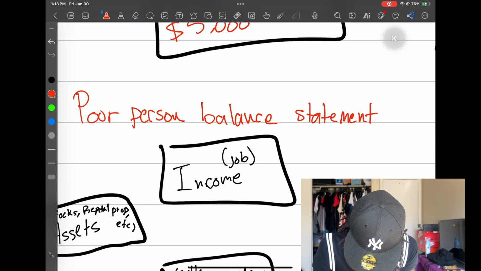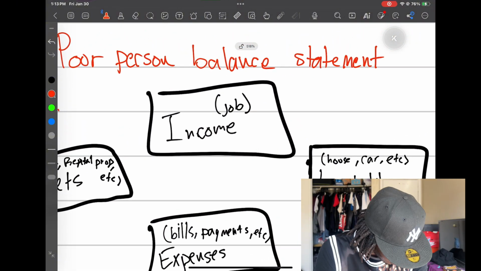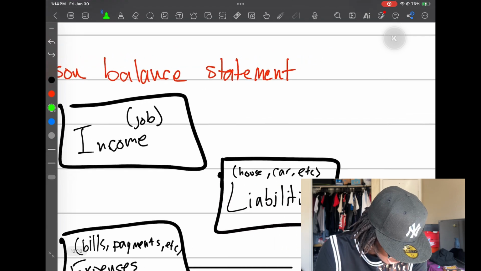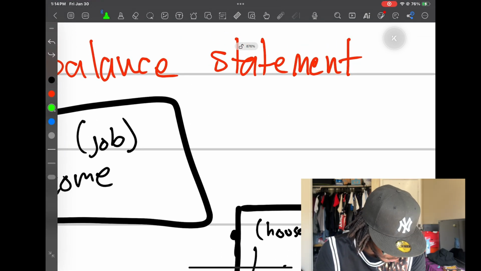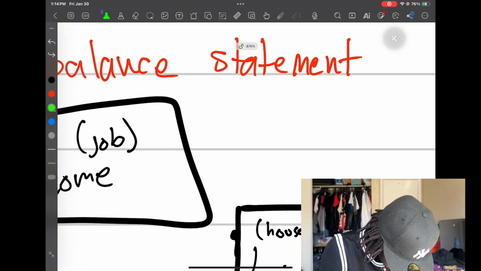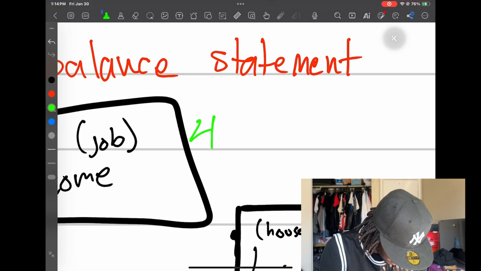Poor person balance statement, right? So now the poor person's balance statement. They have a job and they're bringing in about $4,000 per month. Let's just say 4,000 per month, because that's a pretty good number. You feel me? That's a pretty good number. 4K per month.